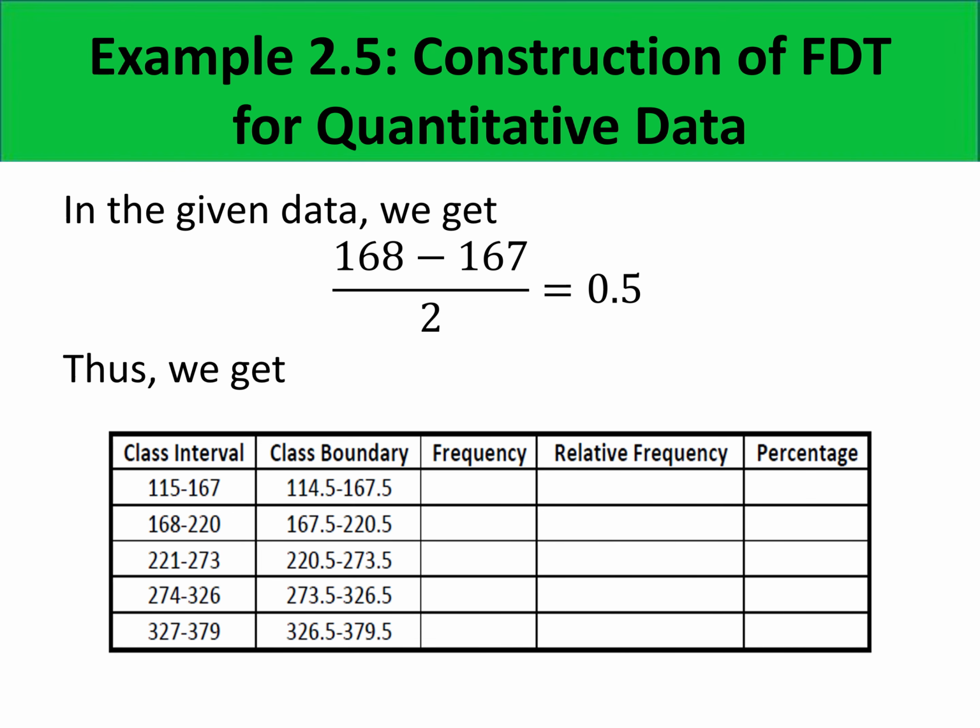The same number 0.5 must be added to all the upper limits to get all the upper class boundaries. In our example again, we have 167 plus 0.5 equals 167.5, 220 plus 0.5 equals 220.5, and so on and so forth.